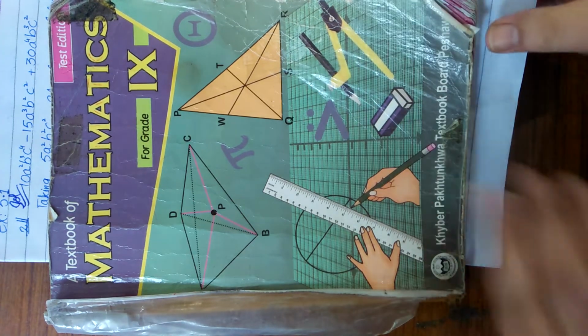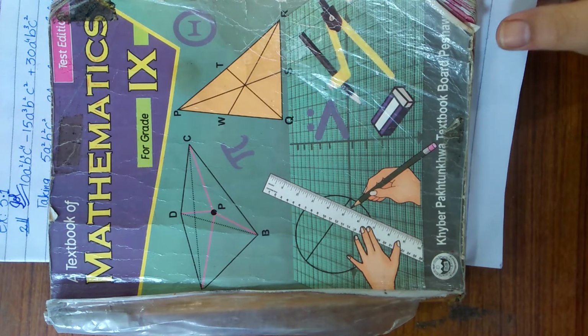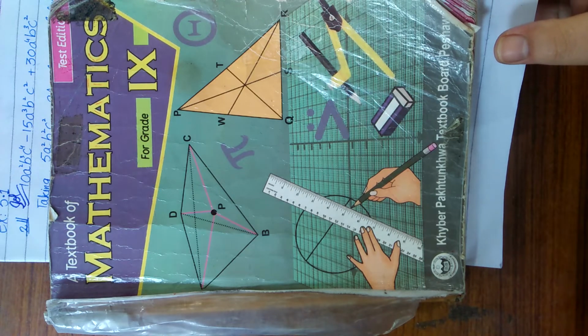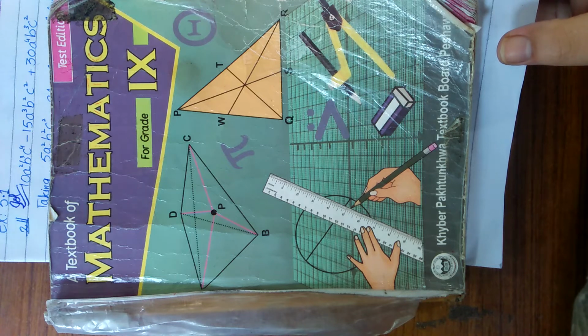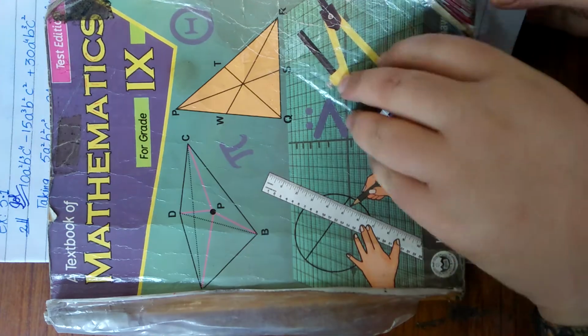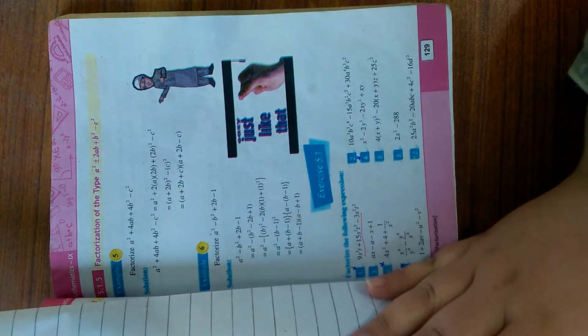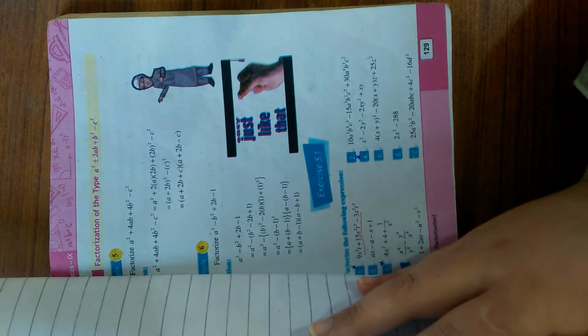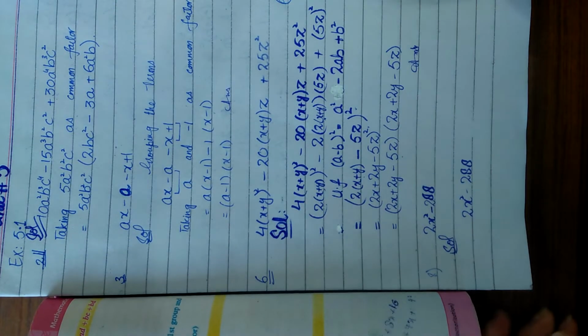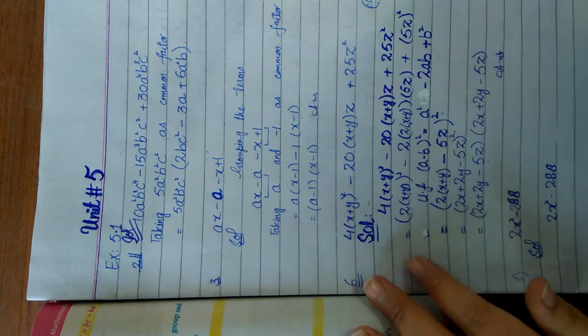Today we will discuss unit 5 that is about factorization. We will discuss the first 5 types of factorization, exercise 5.1. Okay, the very first type of factorization, as you know, is to take out a common element that may be a variable or maybe a coefficient.